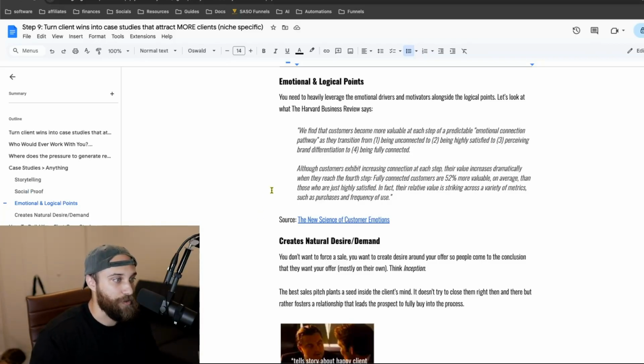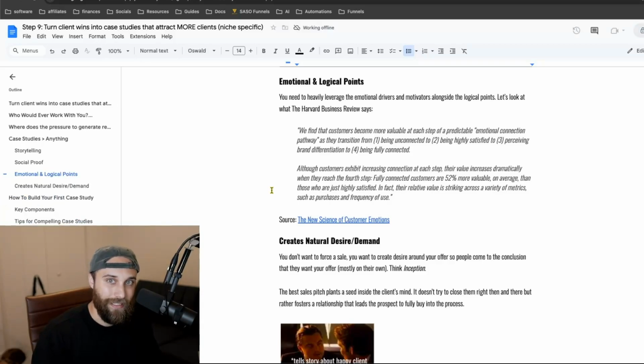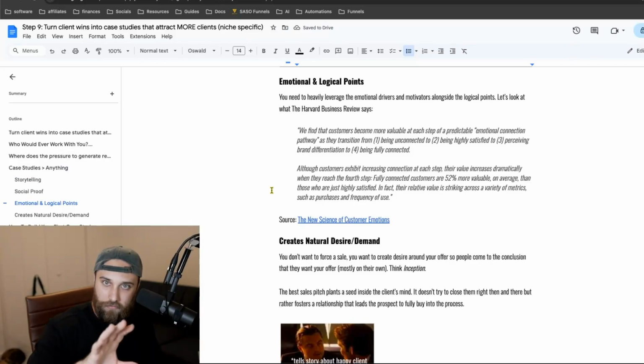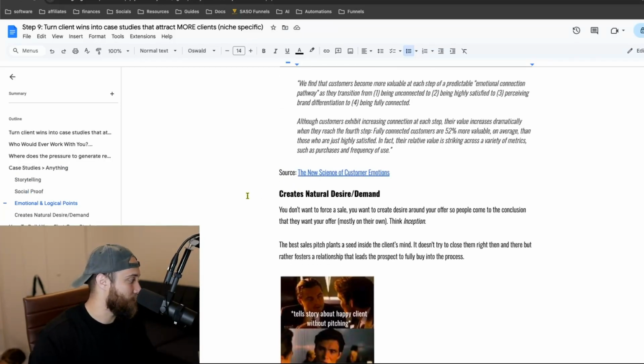Continue. Although customers exhibit increasing connection at each step, wait for it, their value increases dramatically when they reach that 4th step. Fully connected customers are 52% more valuable on average than those who are just highly satisfied, which again is step 3. In fact, step 2. In fact, their relative value is striking across a variety of metrics such as purchases and frequency of use. Translation. When you do this the way that I'm telling you to do this, your leads will become clients. Your clients will buy more from you. Your clients will stay longer with you. That's all you got to understand. Again, fact check me right there if you would like.